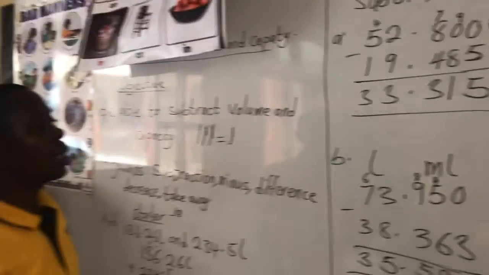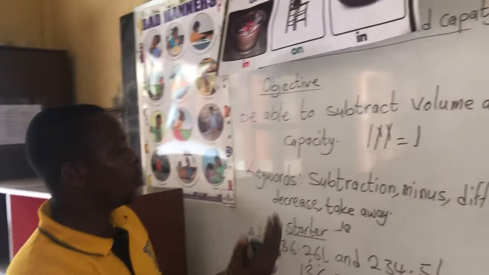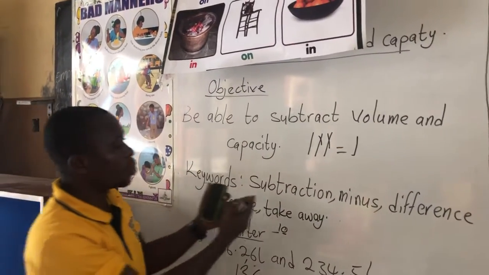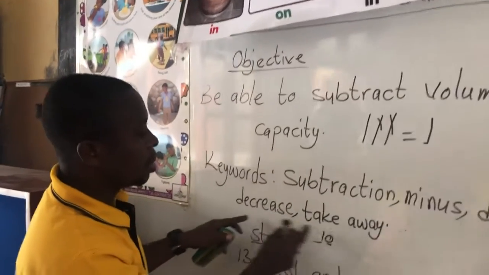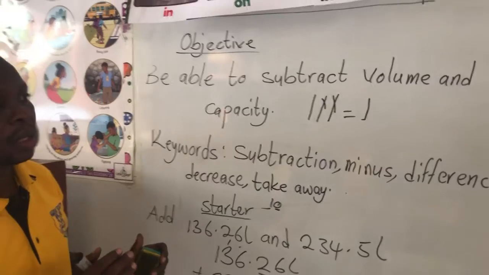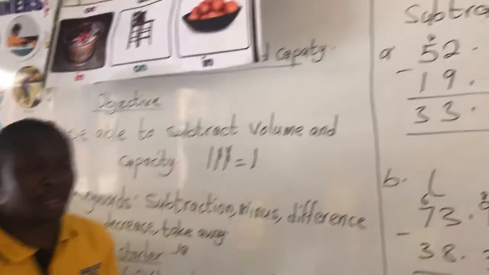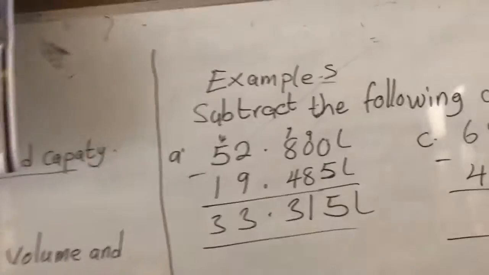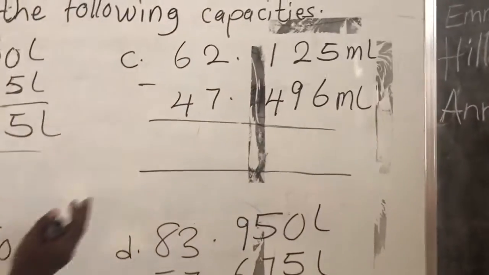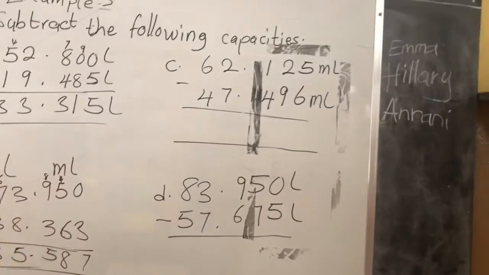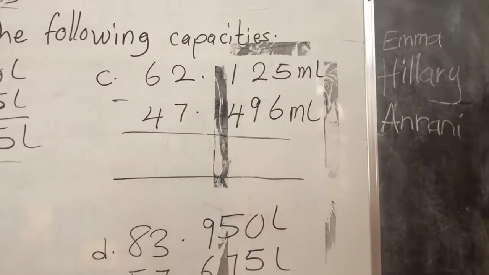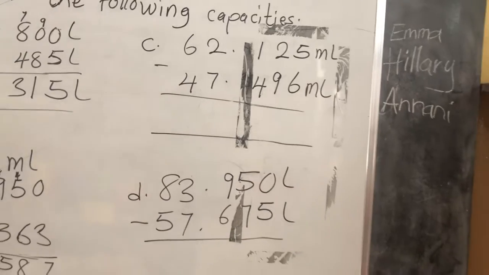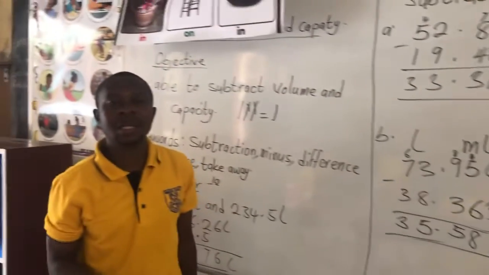Looking at it, we say that in subtraction we can use subtraction, minus, difference, decrease, and take away. I hope with this we bring the lesson for today to an end, and I would like you to try this at home quickly for me. Try the C and the D. So we meet again. Have a nice day. Bye.